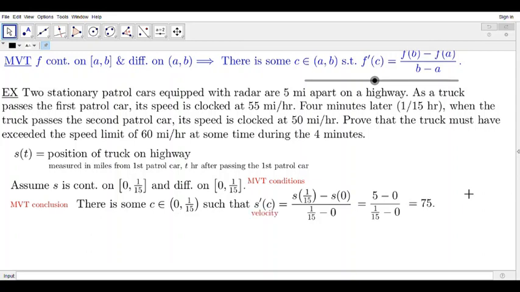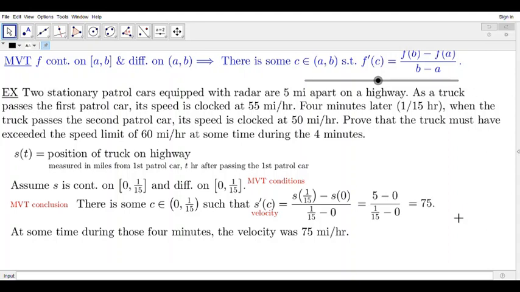Well, what then is this good for? Remember, the derivative s prime of c is the velocity at time c. And so that means that there is this particular time c during those 4 minutes where the velocity was 75 miles per hour. Now clearly, this is way beyond the speed limit of 60 miles per hour. Alright, so that's the solution to the problem.